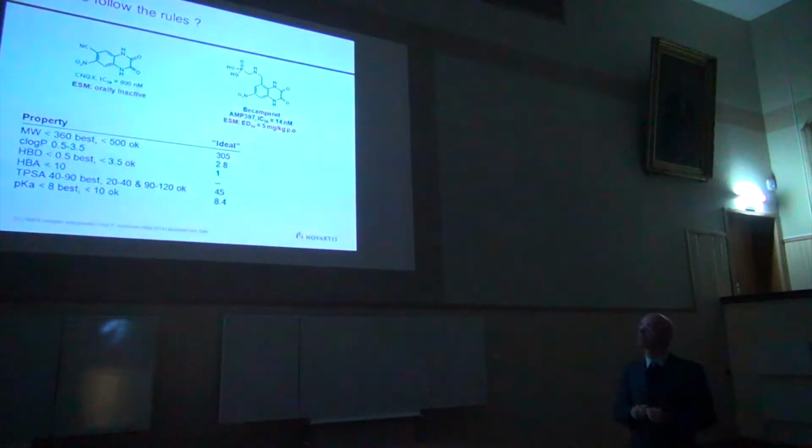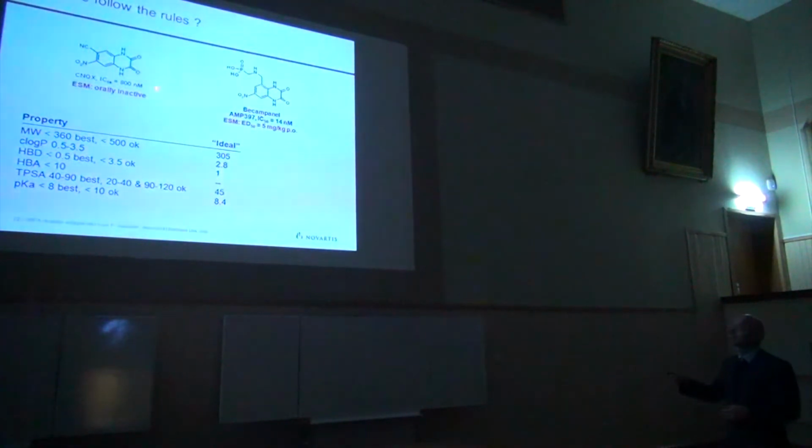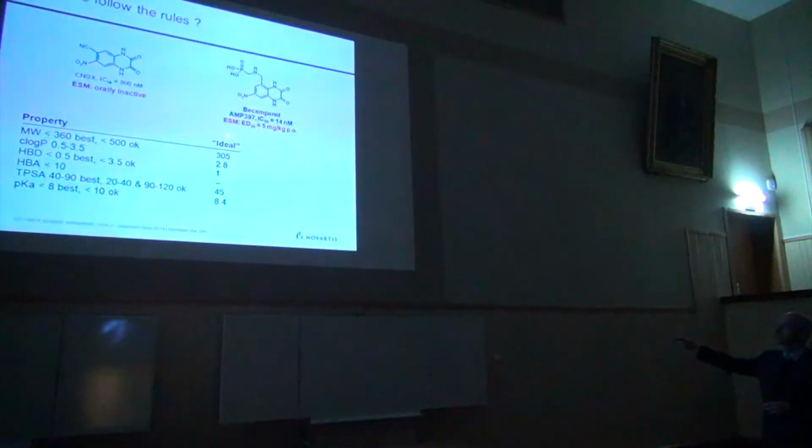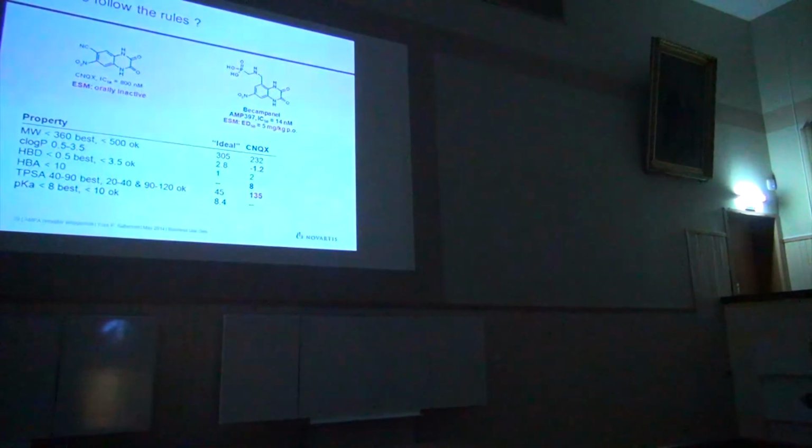Did we follow the rules? We started with CNQX, and as you remember, we had these rules, this ideal profile that was defined before that showed what a drug should look like. We see the profile of CNQX, the lead that we started from. We see that this compound is way too hydrophilic. It has a polar surface area which is very high, 3 times more than what we started with. That's why it was not such a good drug.